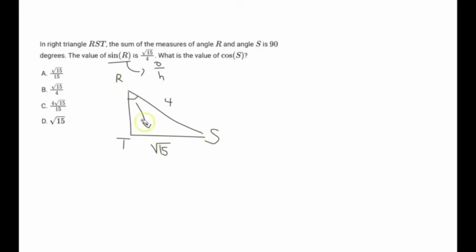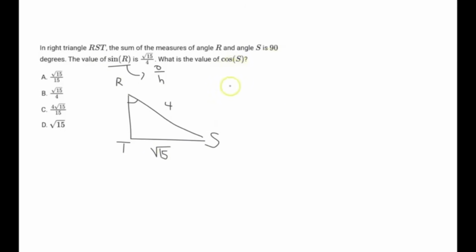I just want to erase this arrow. Okay, perfect. So now it's asking, what is the value of cosine S? So if you zoom in here on angle S, cosine is equivalent to adjacent over hypotenuse. So the adjacent value for angle S would just be square root 15. So in our answer, square root 15 should be on top. But what is the hypotenuse, right? Well, we don't even need to do any calculations because we know the hypotenuse we already calculated, which is 4. And so it's square root of 15 over 4.